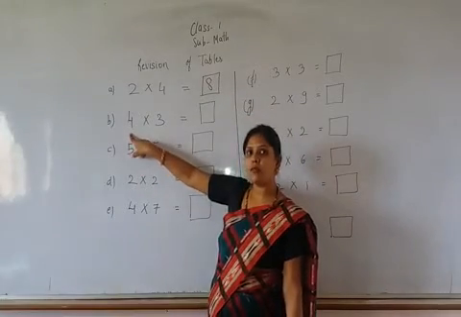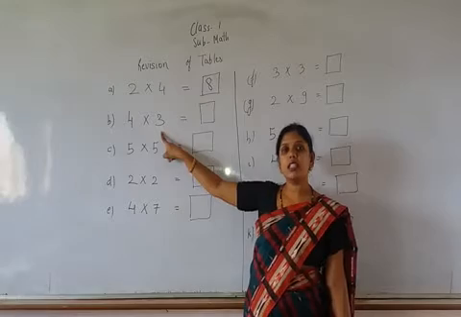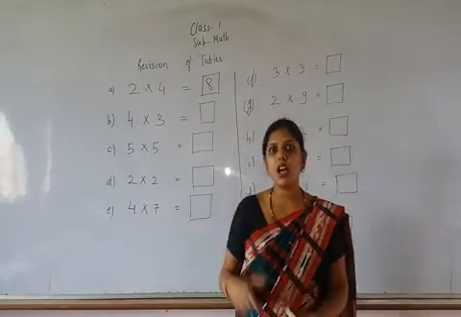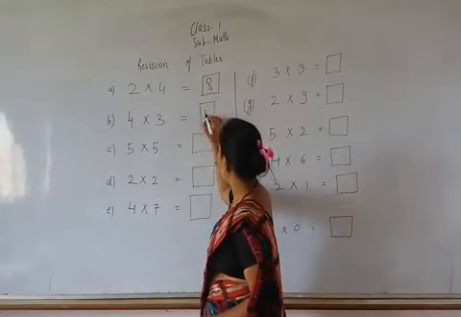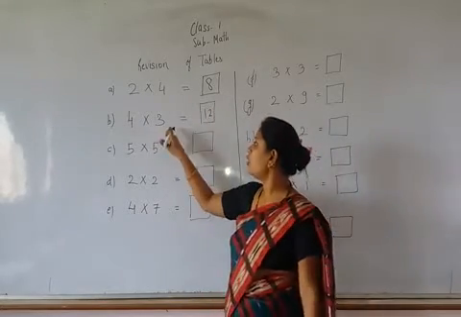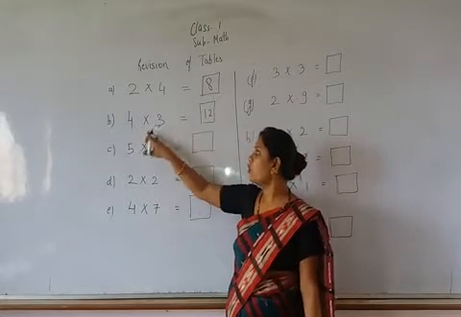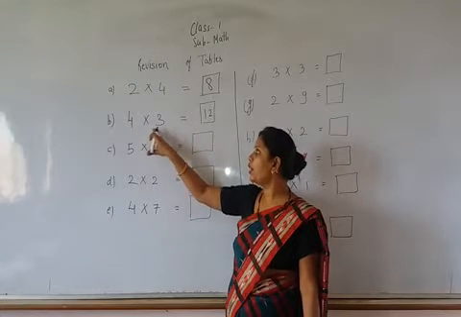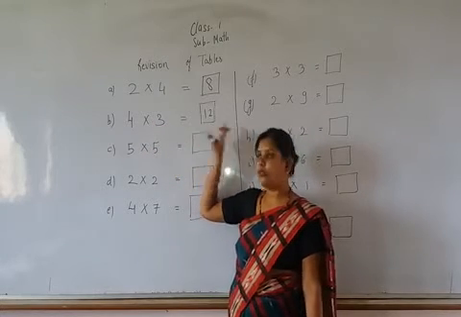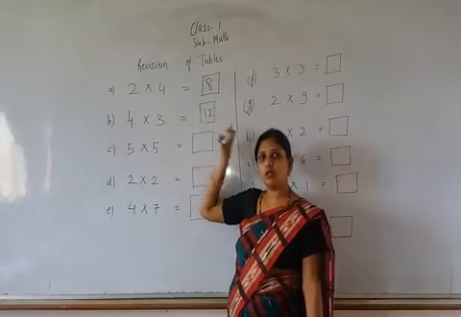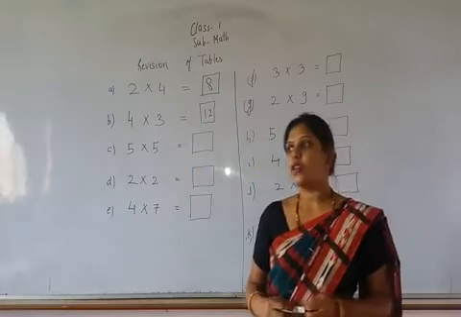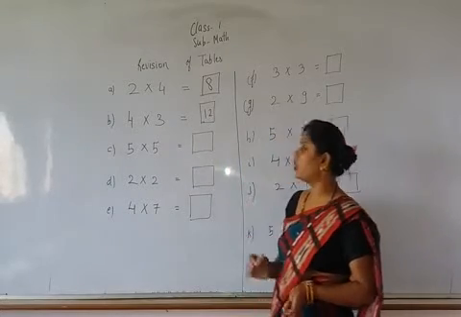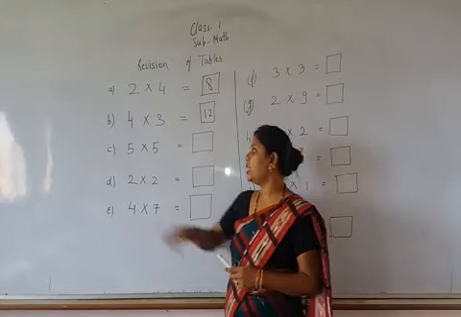Now B. What is this number? 4. And which number is this? 3. So what is 4 3s are? 4 3s are 12. Or we can read this question as 4 into 3 is equal to 12. Write the answer 12.